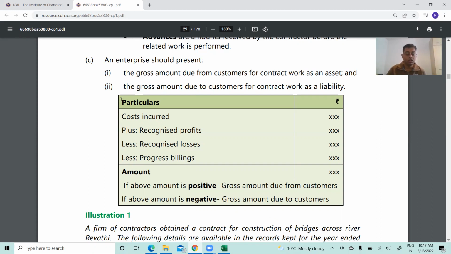Okay, so write this pro forma. I'll explain what this pro forma is. Just copy this pro forma in your notes. Particulars, rupees: cost incurred, add profit, less loss, less progressive billing. Cost incurred plus recognized profits minus recognized losses minus progressive billings. So the amount will be either amount due to customer or amount due from customer.